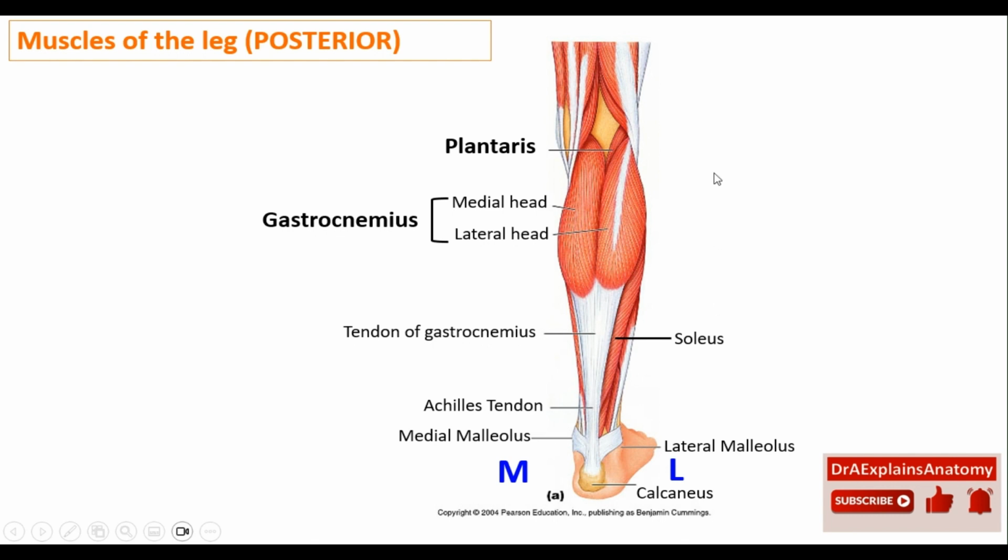As we mentioned earlier, the semimembranosus and semitendinosus are the two muscles on the medial aspect of the thigh, whereas the biceps femoris muscle is on the lateral aspect of the thigh.